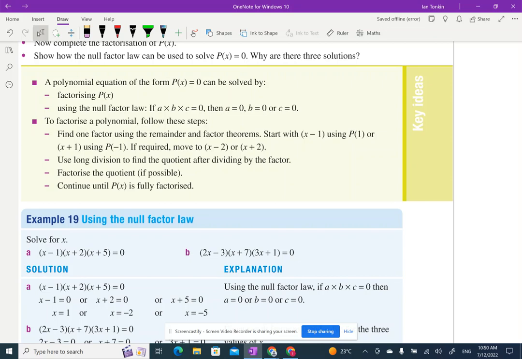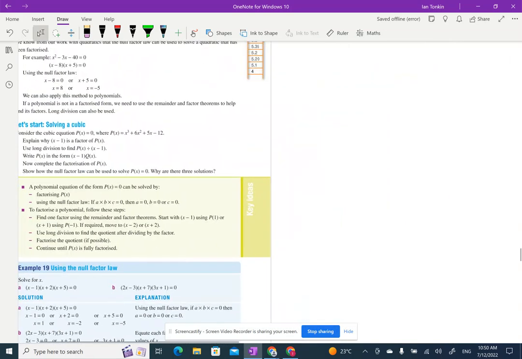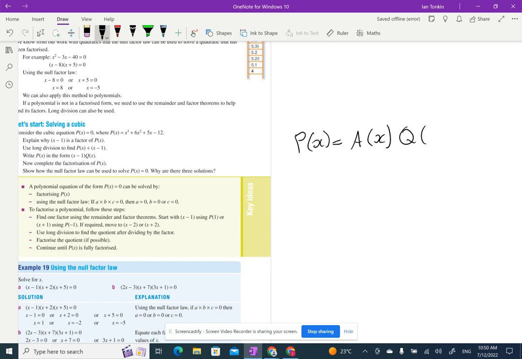If I've got a polynomial, so remember we're going to write a polynomial, and we're going to say that any polynomial, p of x, equals a of x times q of x plus r of x. Now, if a of x is equal to 0, then 0 times the q of x will leave me with 0. Hence, all I will get is a remainder.